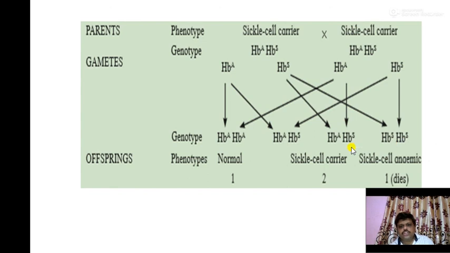So the ratio of this particular cross is 2 to 1. That is, two carriers and one normal, and this one dies due to sickle cell anemia. So the final ratio is 2 to 1 instead of 3 to 1. So this is about pleiotropy.